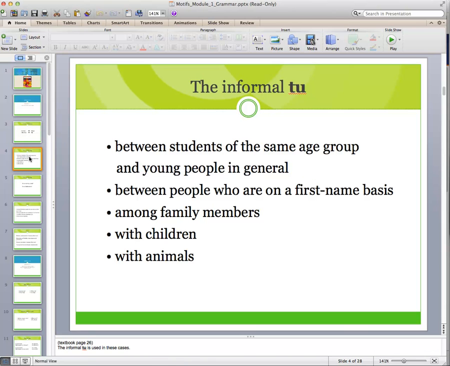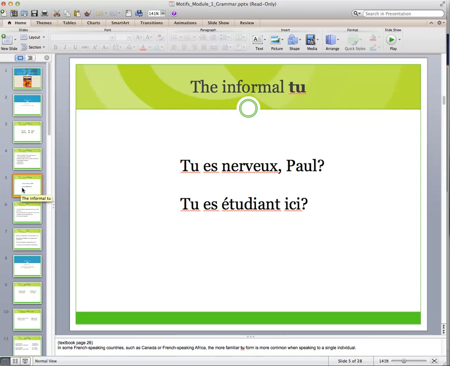So we use tu in these cases. For example, between students of the same age group or between young people in general. Between people who are on a first-name basis with each other. We use tu among family members, with children, and, as I said before, with animals.